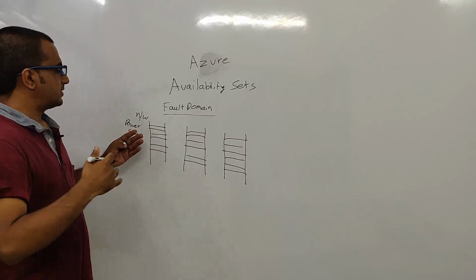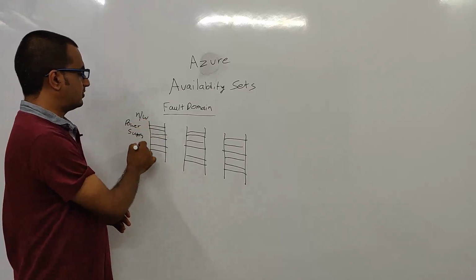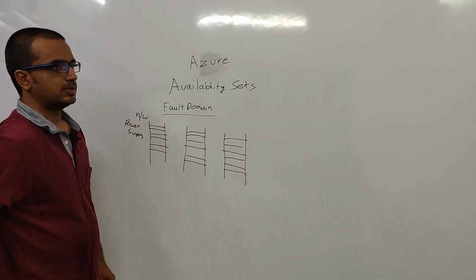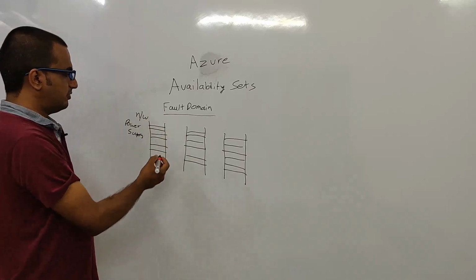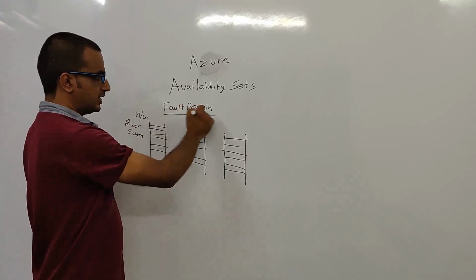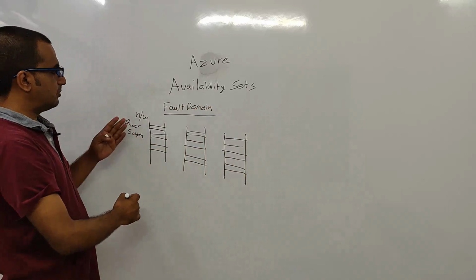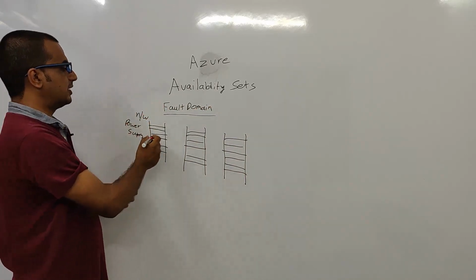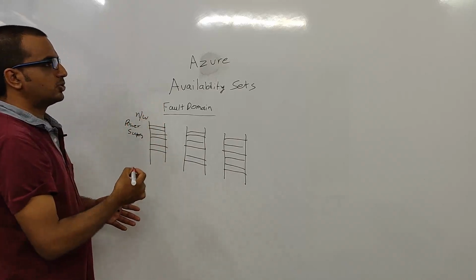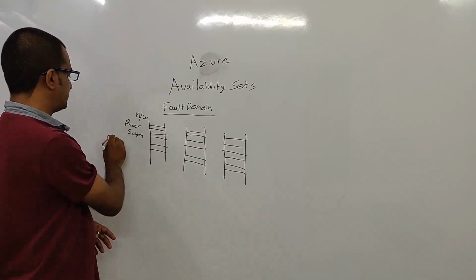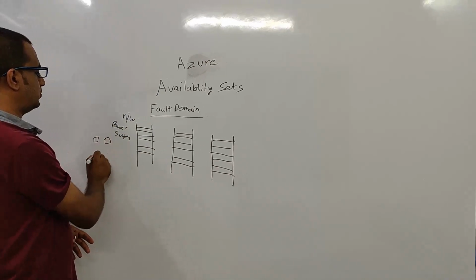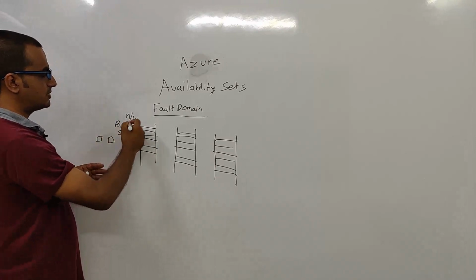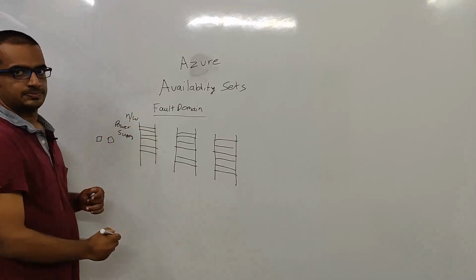So let's say there is an issue and the power went off. All the Hyper-V hosts on this particular rack will go down. Whenever we are deploying the VM, let's take this as a region, wherever the resource is available, our VM is deployed. So we have an application with two VMs, VM1 and VM2. There is a chance of these two VMs getting deployed on the same rack.